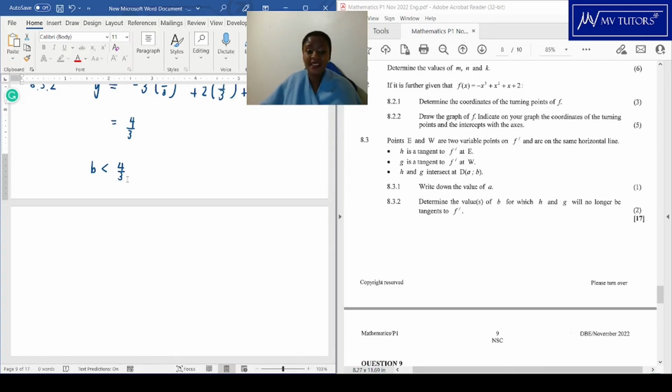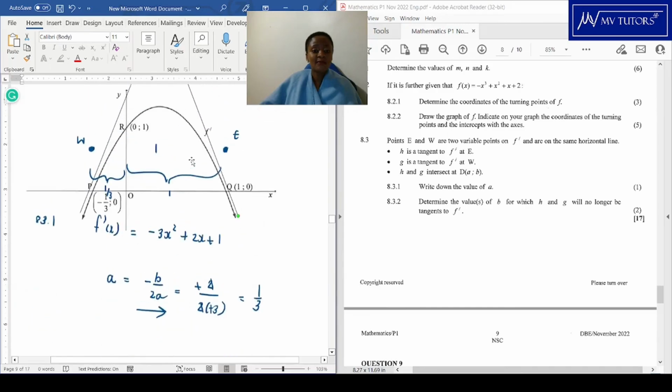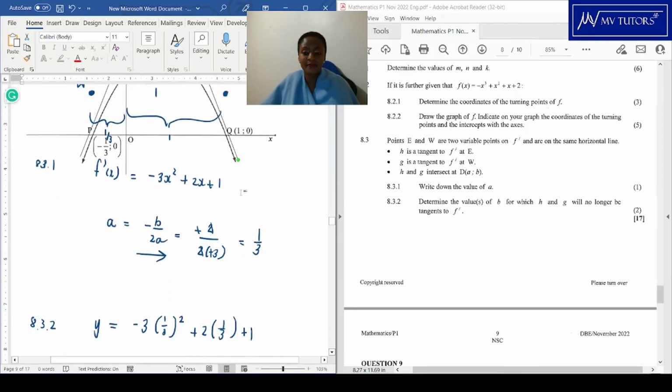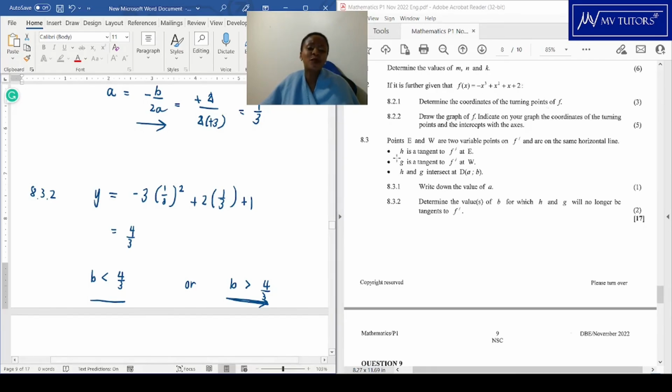That's just my guess. If they said the length of h and the length of g has to remain as it is and must not cross or something, I don't know. There aren't really a lot of restrictions that say we can stick to only one answer. I think it can be either b is smaller than 4/3 or b can be larger than 4/3. They won't be tangent to the graph anymore, whether it's higher or lower than 4/3. And that is your 2 marks. And I believe we're done with question 8.